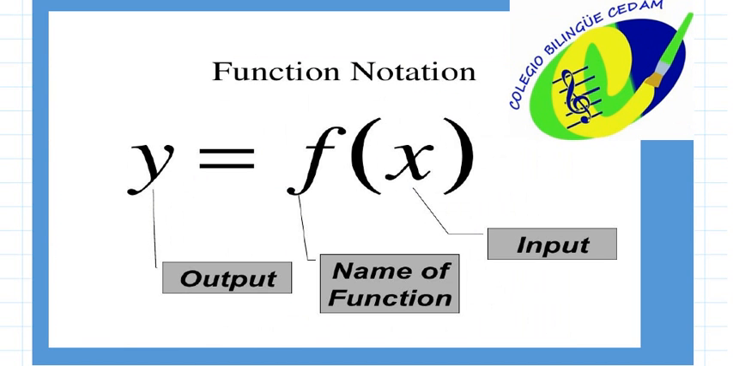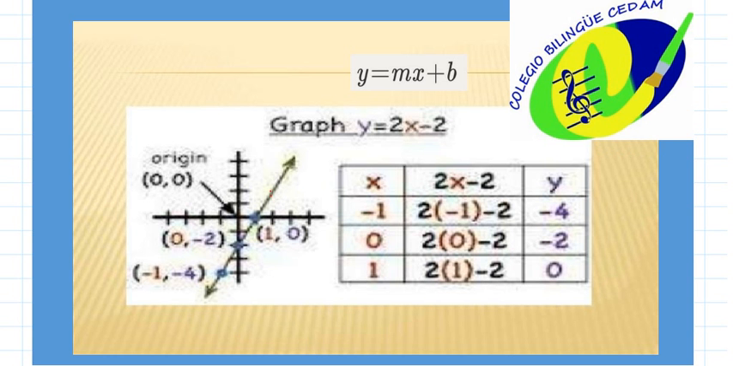Now, the function notation. What is y? Y is the output, the result, the answer. And x is the input, I mean the value that we assign in order to get the answer for y. And f is the name of the function, but you can also write g, h, any other letter, it doesn't really matter. Now in this function, we can conclude that this is a linear function.